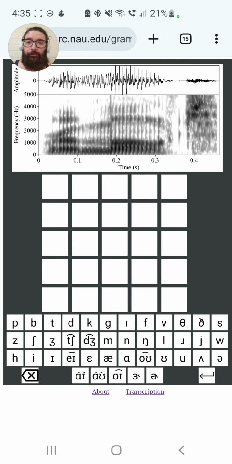So let me explain what we have got on the screen. What you've got at the top of the screen is a spectrogram of a word being spoken by a male speaker of English with a North American accent. The top graph here that's labeled amplitude is a rough proxy for volume. And so you can get a rough idea of how loud and quiet the word is at each point.